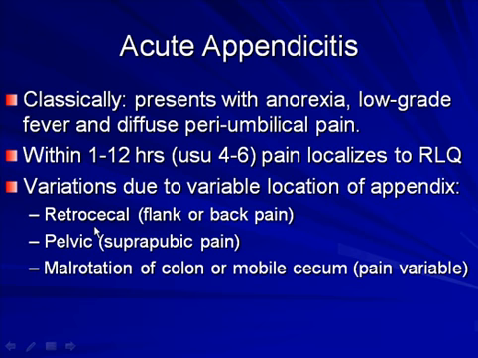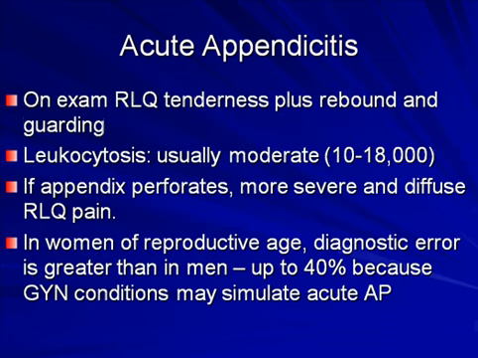So in patients with a retrocecal appendix, they may present with flank or back pain. Patients with a pelvic appendix will present with suprapubic pain. And if patients have malrotation of the colon or a mobile cecum, in fact, the pain can be almost anywhere in the abdomen or pelvis. On examination, there is right lower quadrant tenderness plus rebound and guarding, usually a moderate leukocytosis.